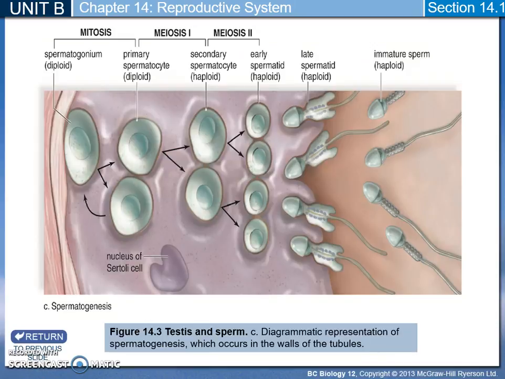And you can see here the progression of the development of sperm, beginning with simply mitosis, and then meiosis I, meiosis II, and then the release of the haploid sperm cells.